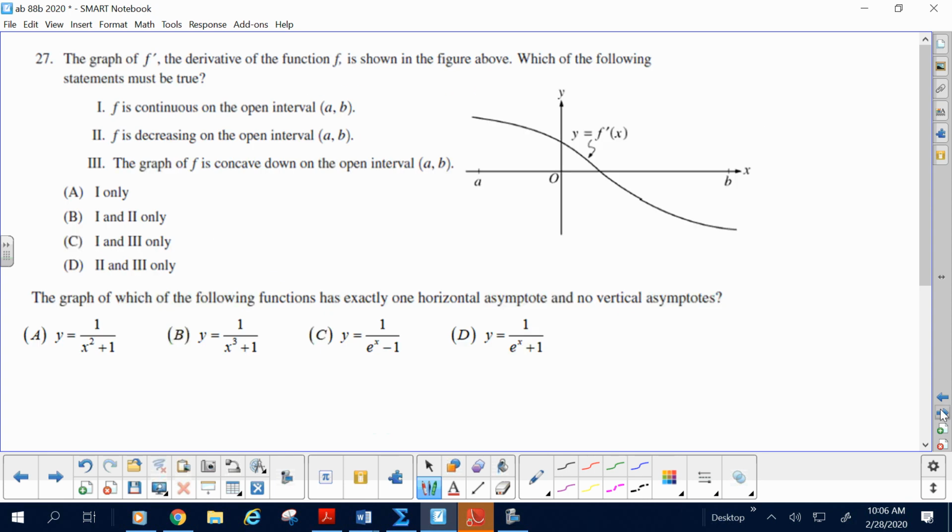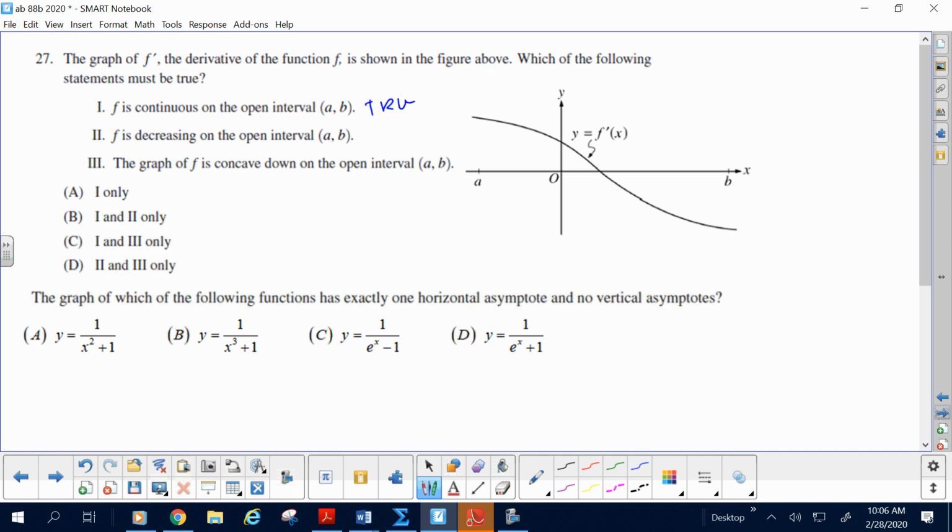27, some of you fell into the classic rookie trap. You bit on the wrong answer. So let's go with 1. Is f continuous? Why? The derivative exists everywhere. If the derivative exists everywhere, there are no breaks, no holes, then it's differentiable. If it's differentiable, it's continuous. So that is definitely true.